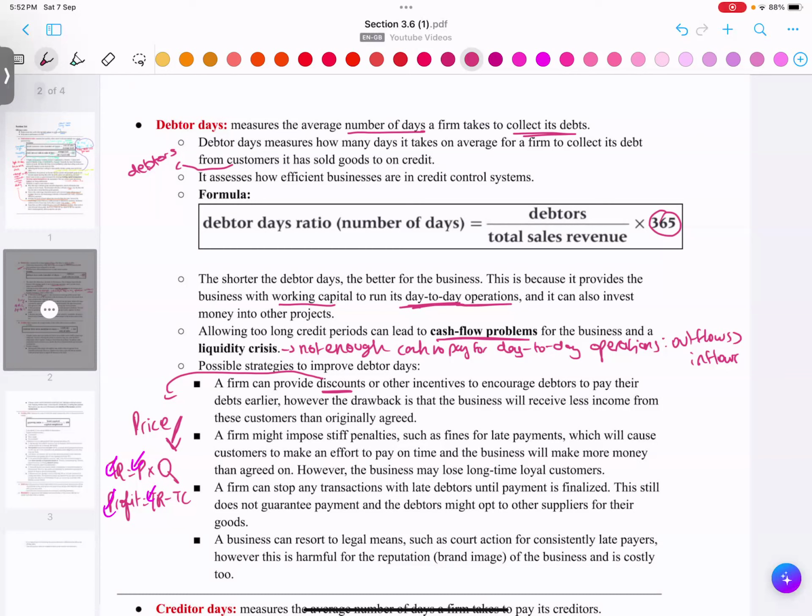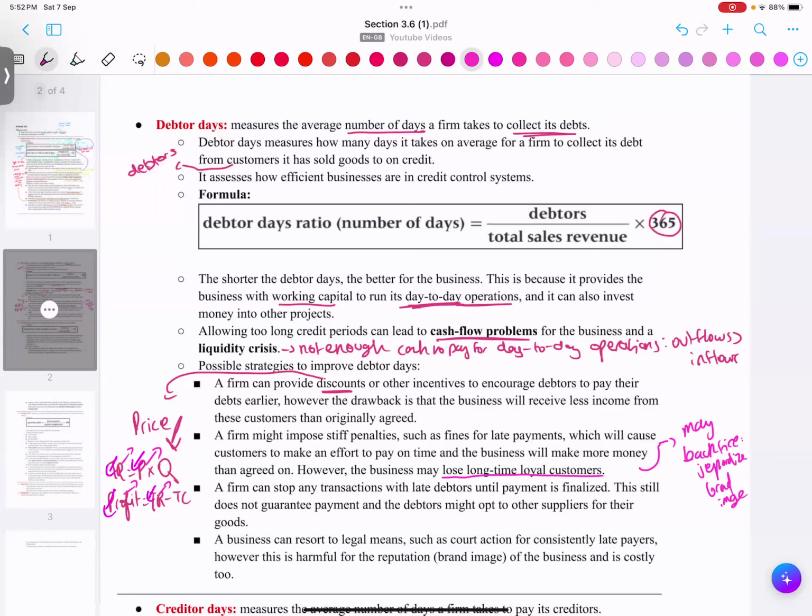A firm might impose stiff penalties such as fines for late payments, which will cause customers to make an effort to pay the business on time, and the business will make more money than agreed on. So they'll end up actually having the opposite: they'll get a higher price, higher total revenue, so higher profit. However, the business may lose long-time loyal customers. So this plan may backfire. It may jeopardize brand image, right? You should know this term if you're studying for your official exams.